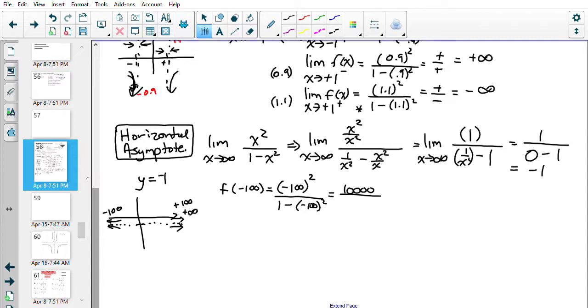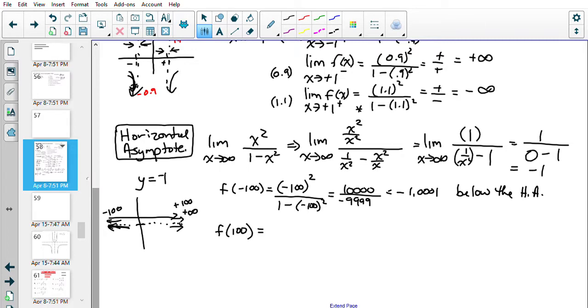And here you get negative 9999. That is a number that is slightly bigger than the negative 1. So that is like negative 1.0001 or something like that. So that is a number that is just below the asymptote of negative 1. So this is below the asymptote, below the HA.